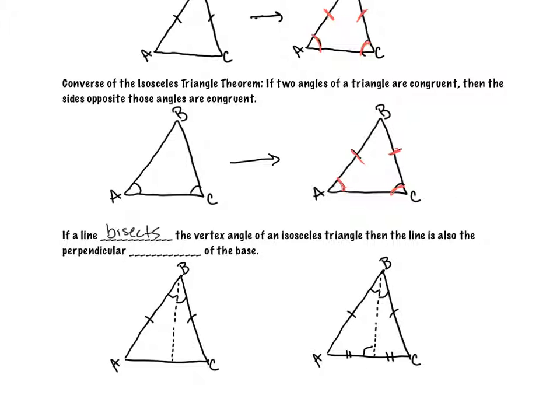the line is also the perpendicular bisector of the base. When I say perpendicular bisector, what I mean is that I also bisect this base. So AC is bisected, but I meet at a right angle. So there's another property that'll be keyed up. If you see it's bisected up here, it means I can make a right angle, and I can bisect this.